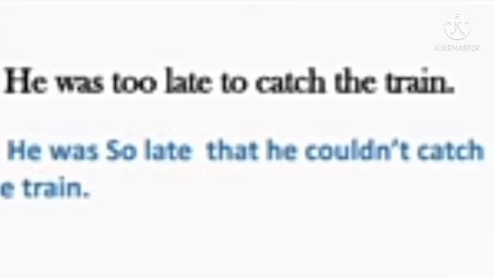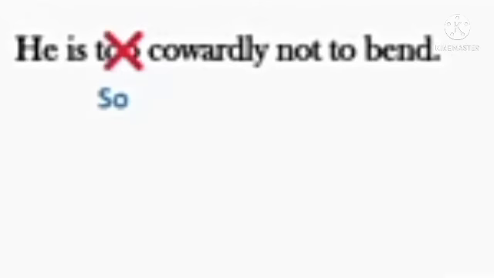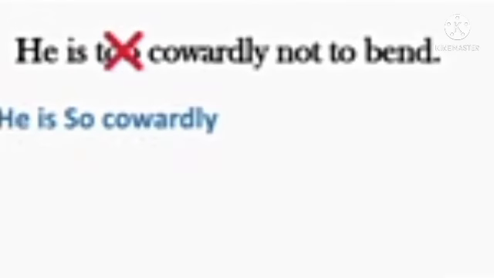Let us see one more sentence. He is too cowardly not to bend. See the given sentence, it contains a negative word. That means we have to make the subordinate clause positive. The same way we will remove too and add so. So it will be like this: he is so cowardly. Then we will add that. Okay. As the next clause will not contain any negative word, so the sentence will be like this: he is so cowardly that he will bend.